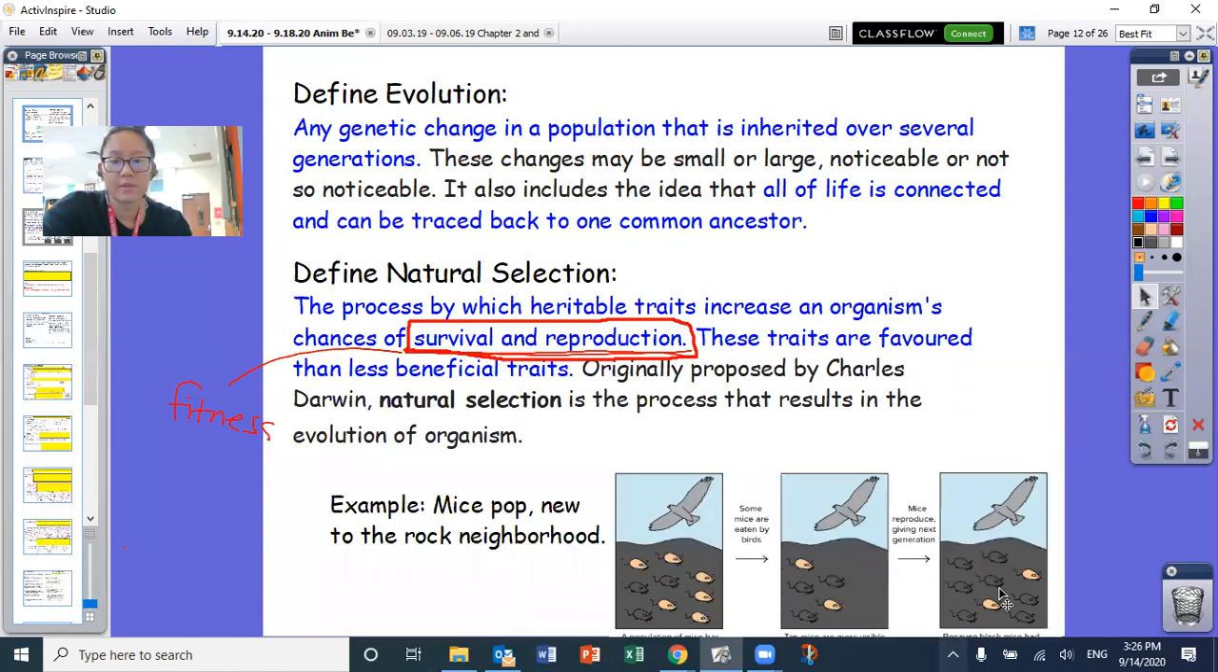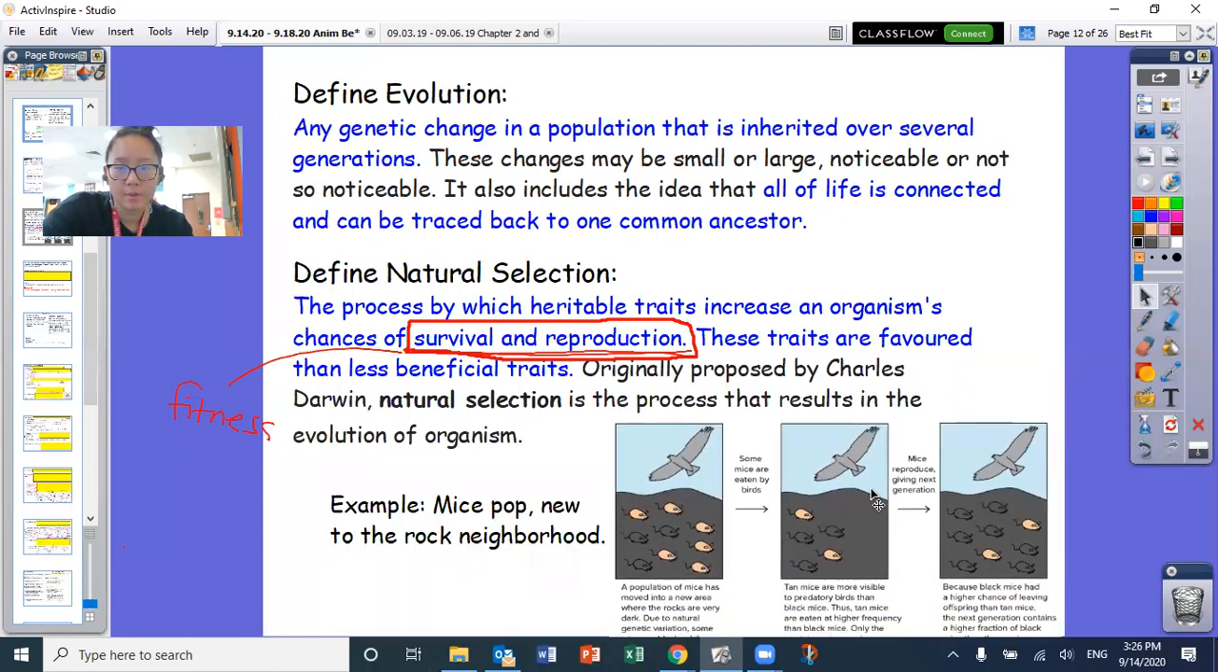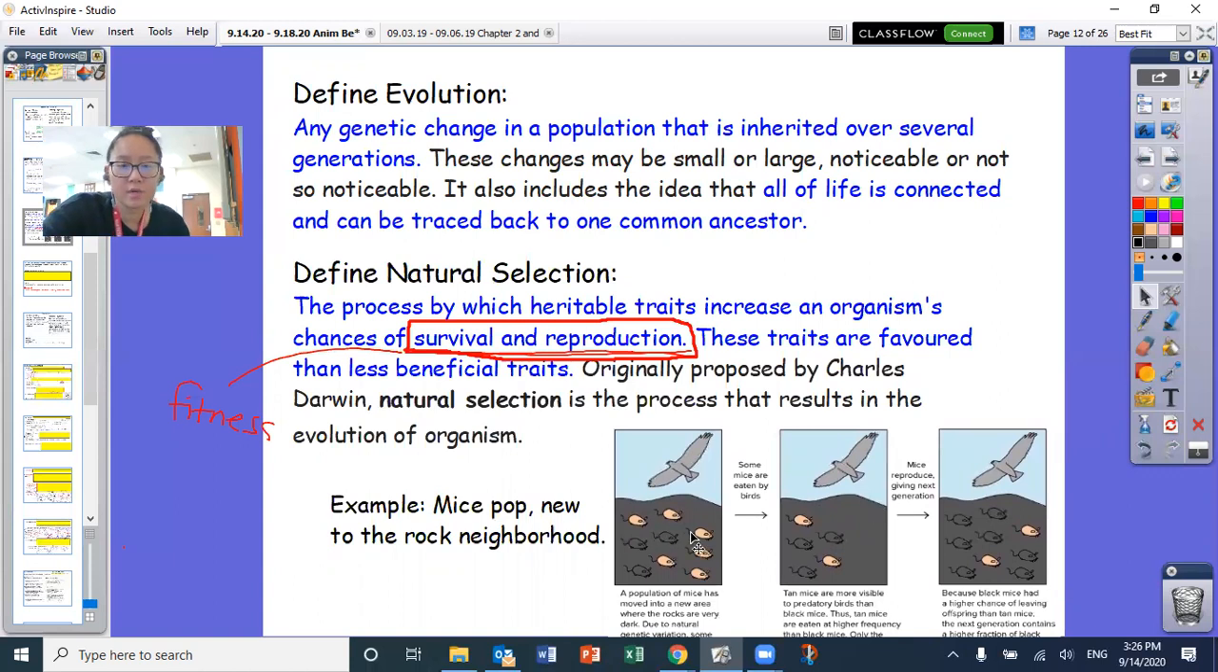So the example I have here is this picture of mice populations, right? If you look at the mice, some of them blend into the rocks, some of them don't. The problem is that their bird predators have pretty good eyesight. And so if you don't blend in, then you're probably going to get picked off and eaten. Now, if you get picked off and eaten, you aren't surviving to reproduce, right?